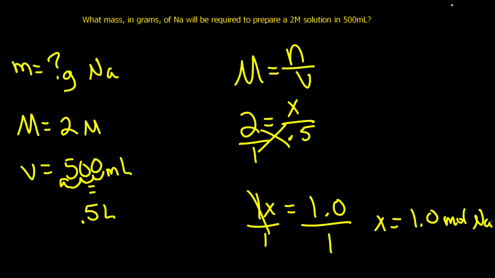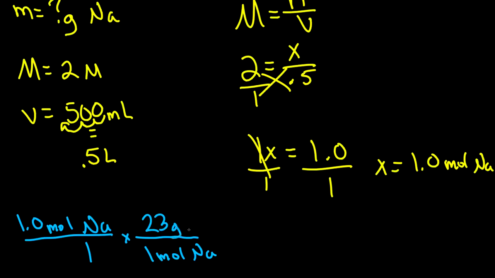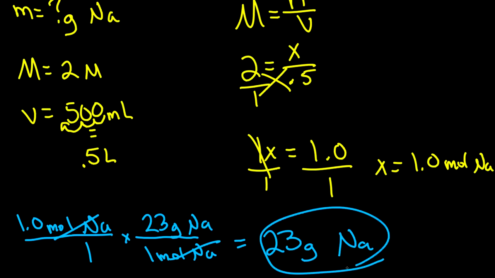But we're not looking for moles. We're looking for grams. So we got to do a mole conversion of sodium. So 1.0 moles of sodium, and I'll change that to grams. So 1 mole of sodium is how many grams? Well, the atomic mass number is 23. So 23 grams is 1 mole. Moles of sodium cancel. 1 times 23 divided by 1 is 23 grams. So we need 23 grams of sodium to produce the molarity at that volume.